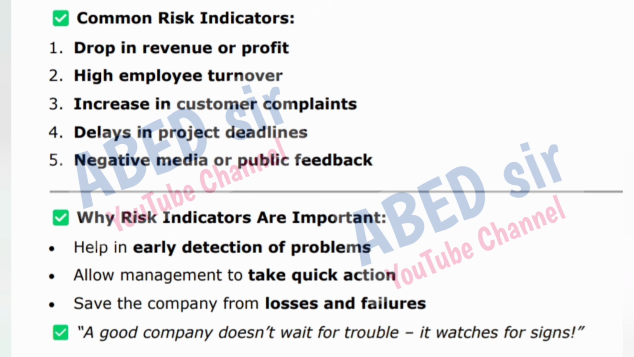Common risk indicators. 1. Drop in revenue or profit. 2. High employee turnover. 3. Increase in customer complaints. 4. Delays in project deadlines. 5. Negative media or public feedback. Why risk indicators are important? Help in early detection of problems. Allow management to take quick action. Save the company from losses and failures. A good company doesn't wait for trouble, it watches for signs.